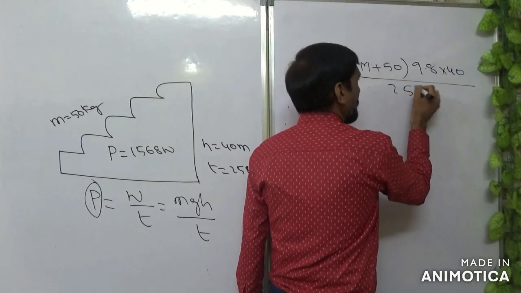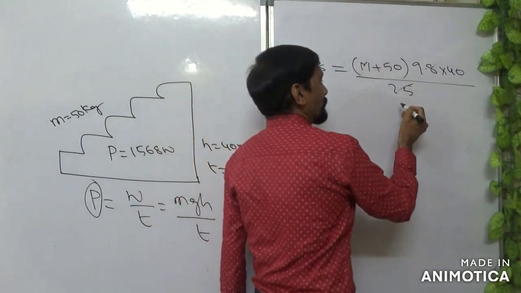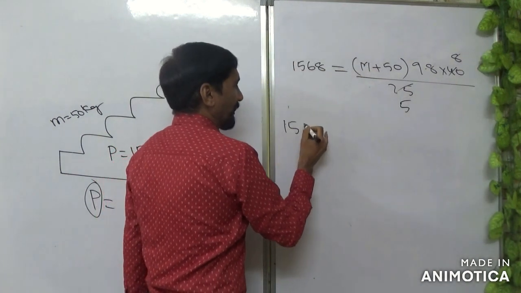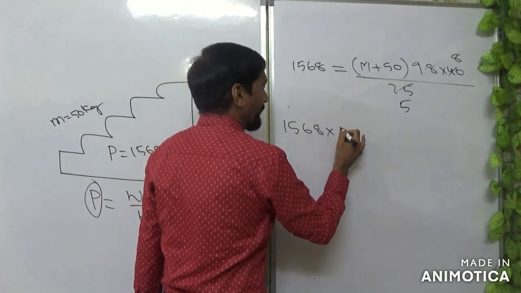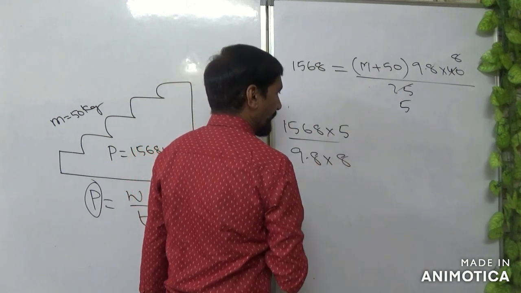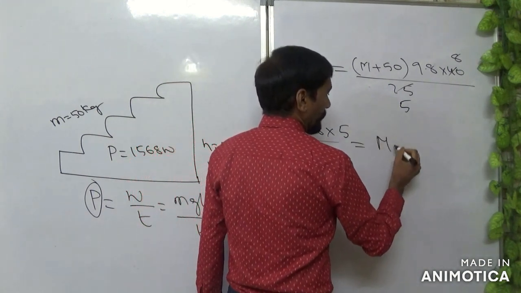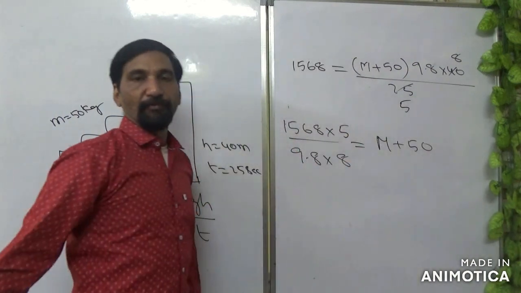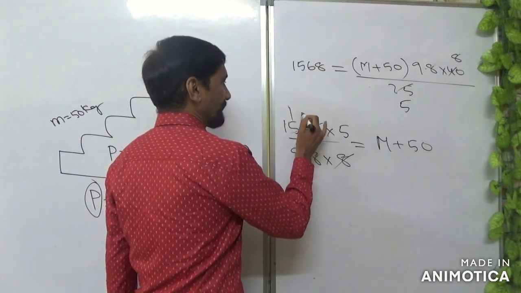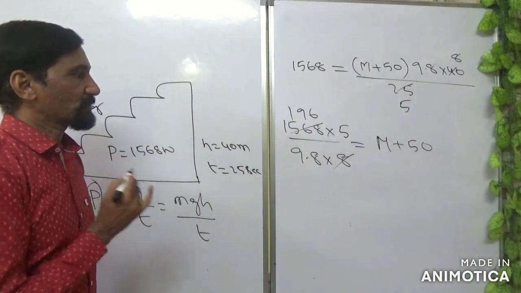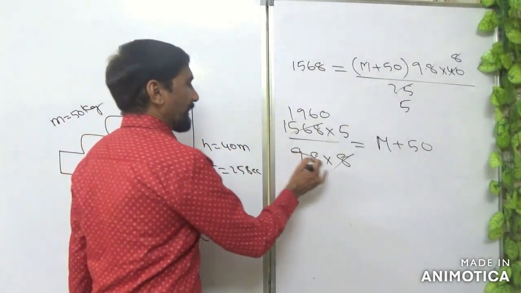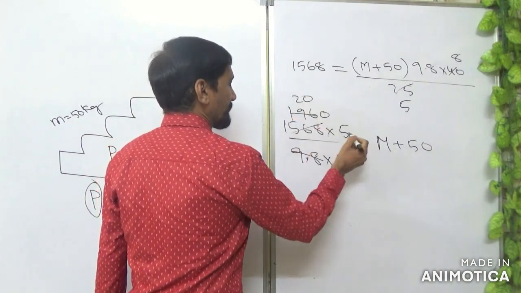In 25 seconds. So 5 divides 25, 5 times, 8 times. Further you simplify: 1568 into 5, by 9.8 into 8, equal to m plus 50. So this 8 divides 1568, 196 times. Further we cancel this and take 0 up. 98 twos are 196.